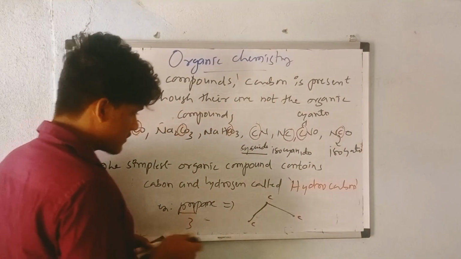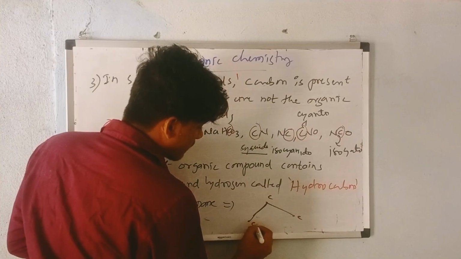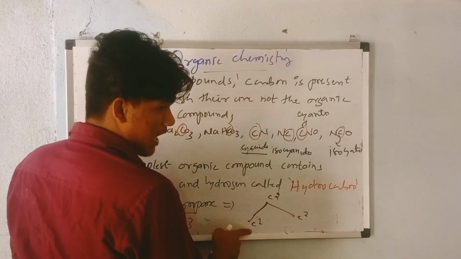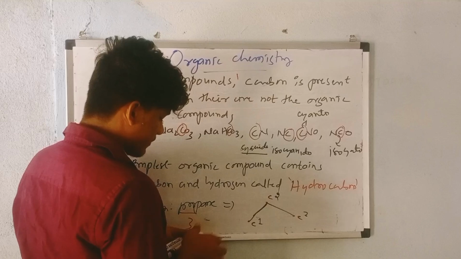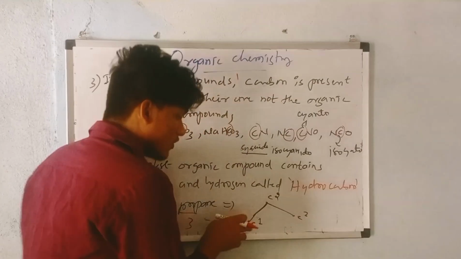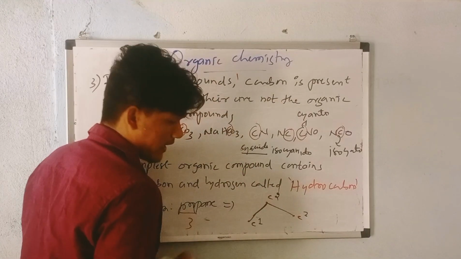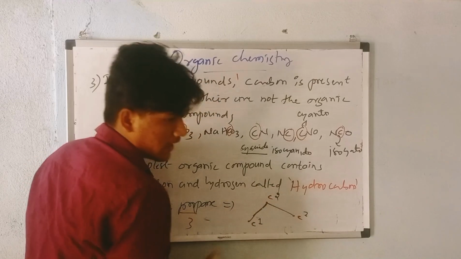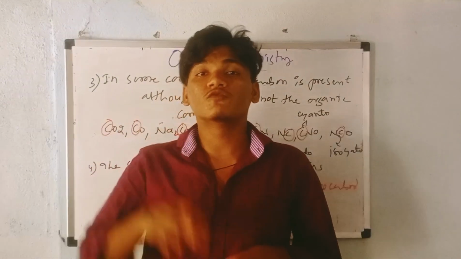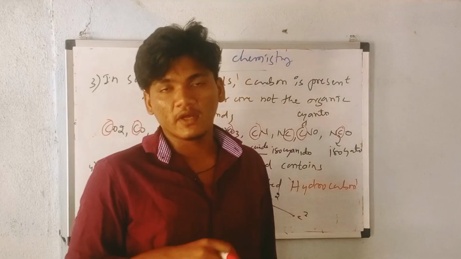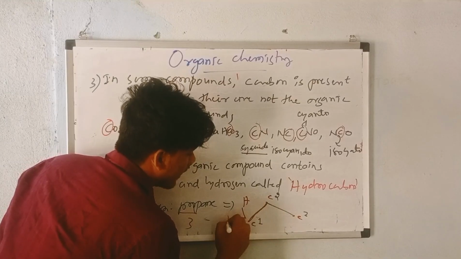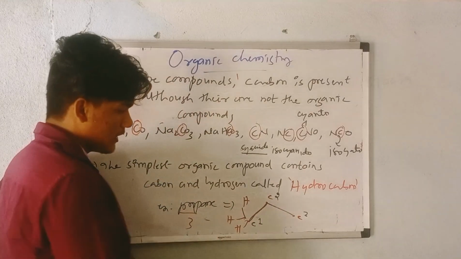Let us name the carbons: the first carbon, the second carbon, and the third carbon. Each carbon forms 4 bonds. The first carbon forms a single bond with the second carbon, so only 1 bond is formed. 4 minus 1 means 3 more bonds are possible, and those 3 bonds are formed by hydrogen. Here 1 hydrogen, here 1 hydrogen, here 1 hydrogen. This is about the first carbon.